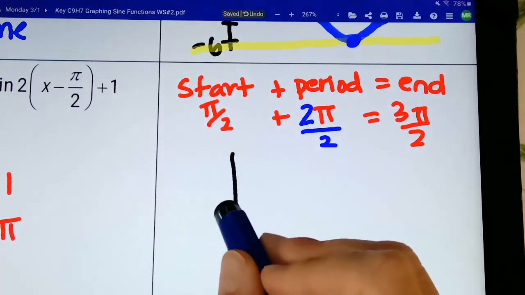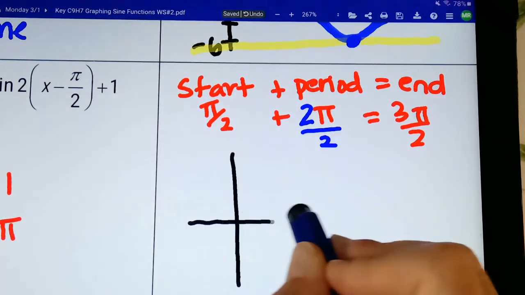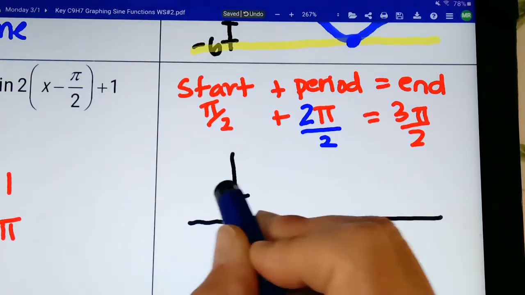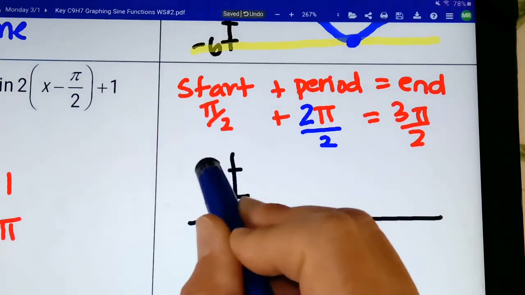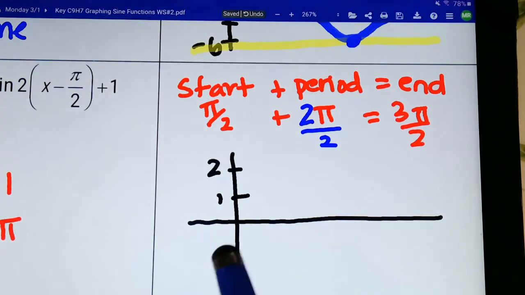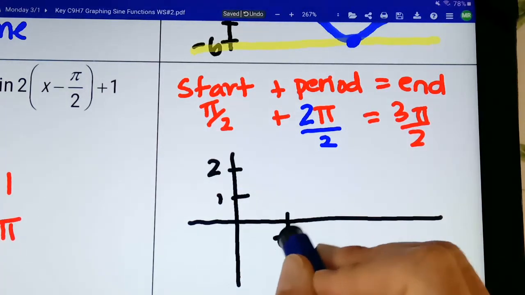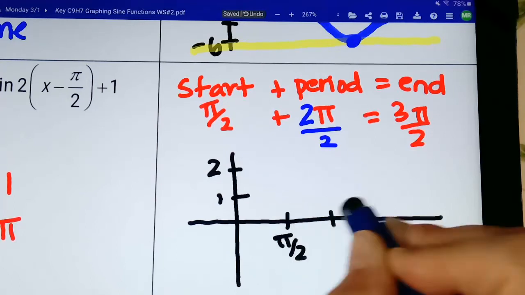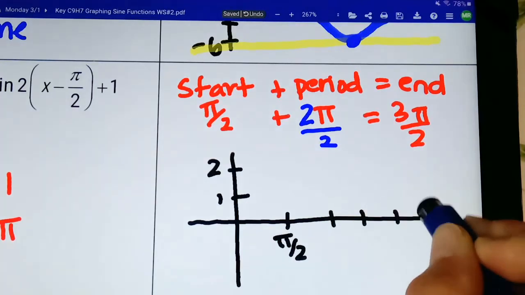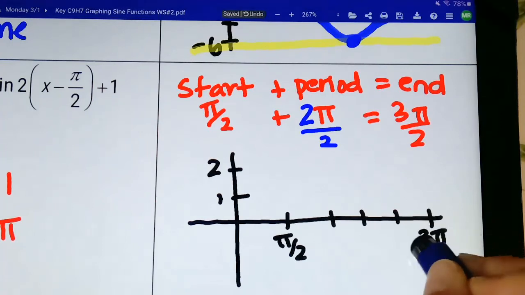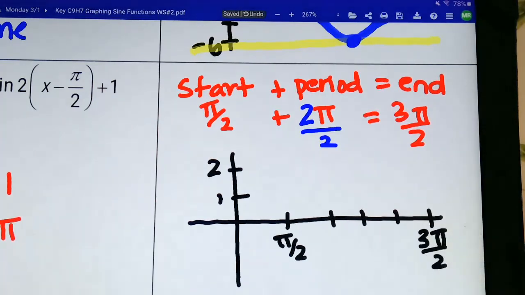And I'm starting at 1, and then I'm going 1 above that and 1 below that. Okay. And then again, I'm going to start at pi halves. So that's 1, 2, 3, 4, 5. And that's going to be where I end, which is 3 pi halves.